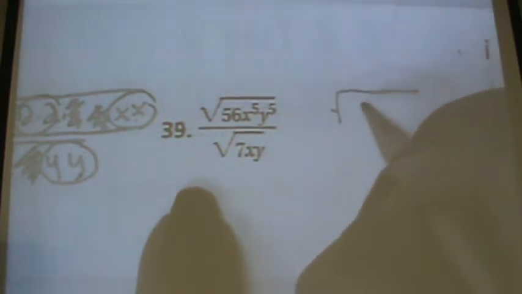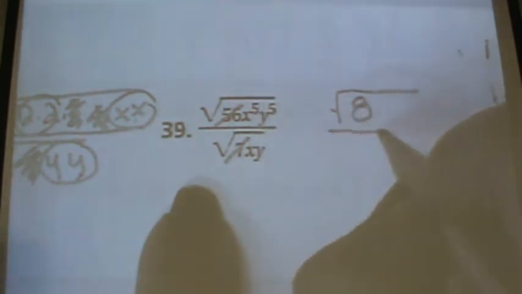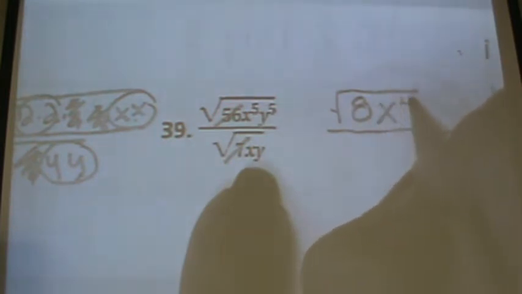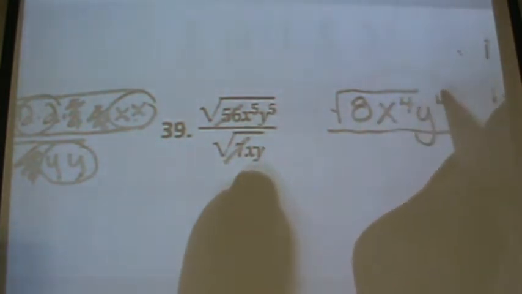Let's see if we can do it quicker. Does 7 go into 56? 7 times what is 56? 8. 7 goes into 56 8 times. What about the x's here? Can we cancel any of the x's? How many? One of them, so we have x to the 4th, and we have y to the 4th.